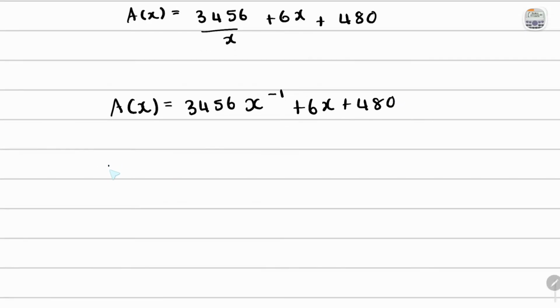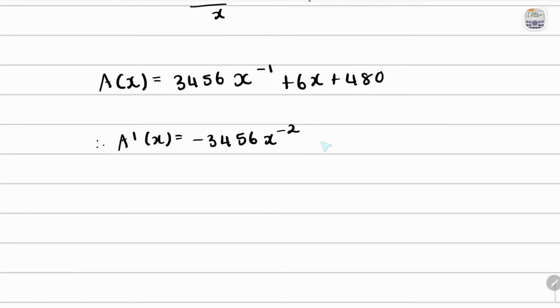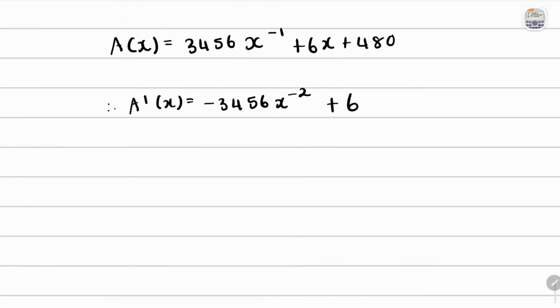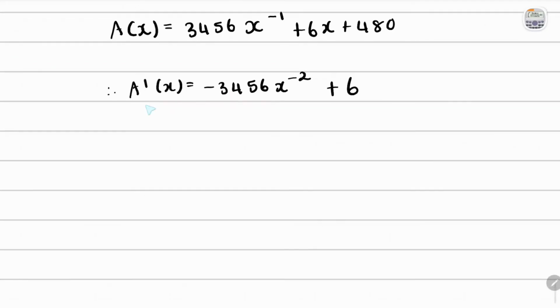Now we can derive. So A prime of x is equal to coefficient times exponent. This will be negative 3,456 x raised to the power of exponent minus 1, negative 2. And then plus 6. The x falls away because of 1 minus 1, giving you 0. Anything to the power of 0 is 1. And then the constant also falls away because the gradient of a constant is 0, because it is a flat, horizontal line.